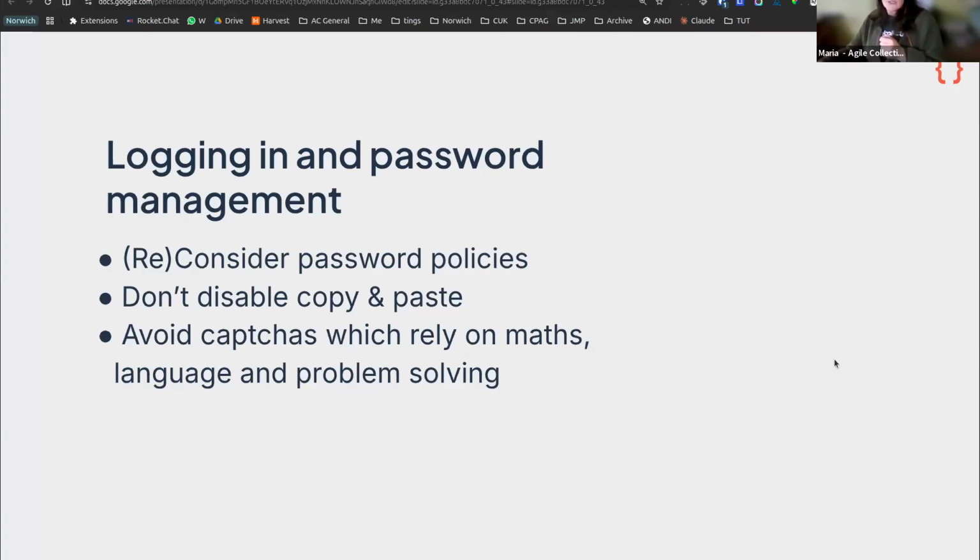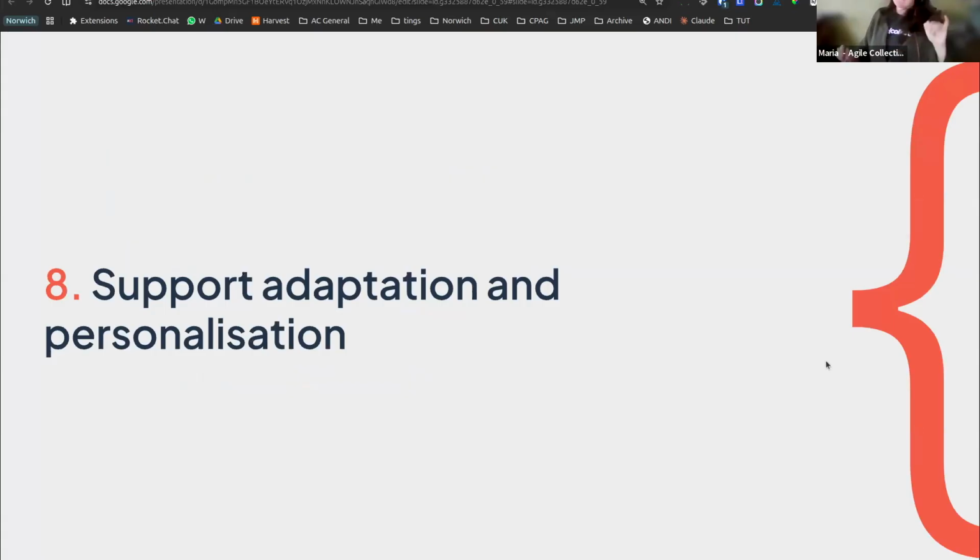So let's go on. Right, so this finally, I'll stop after this, but supporting adaptation and personalization. I'm going to drop this one in because I think it's where some of the newer developments in web development are coming. But the more simple forms of this is making sure that we don't block people's browser extensions and APIs and things like that people use.